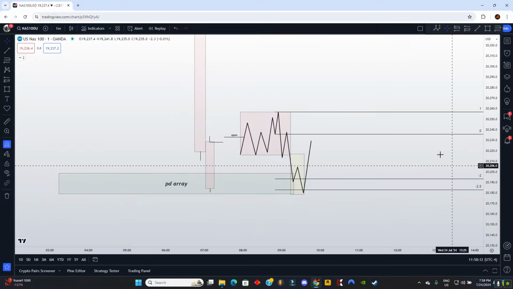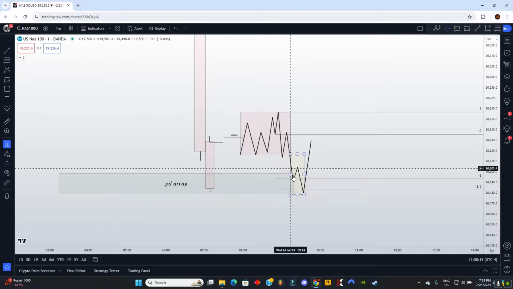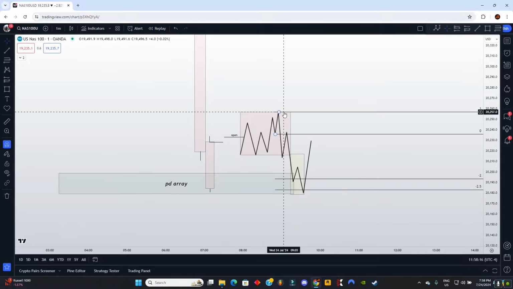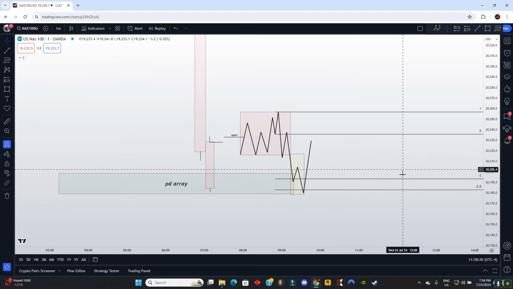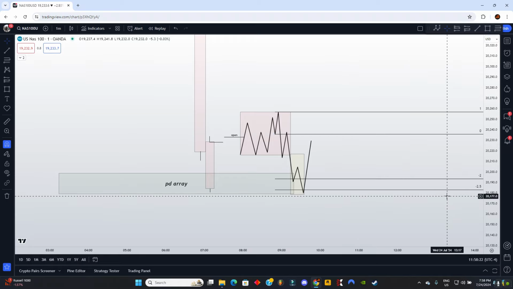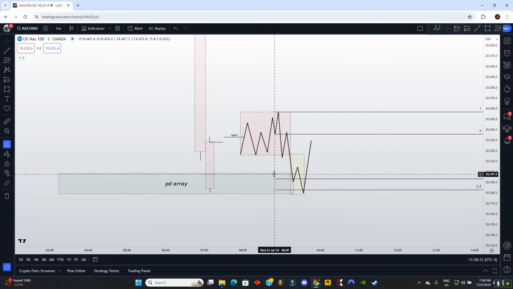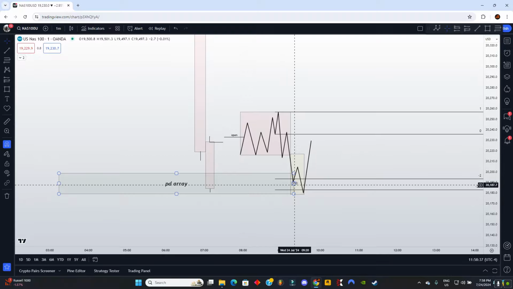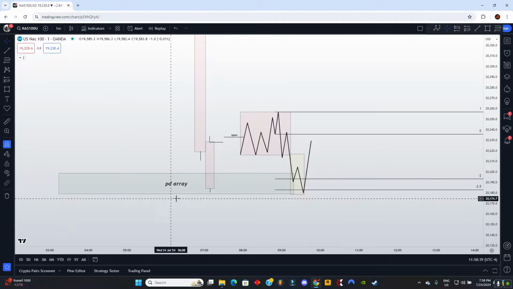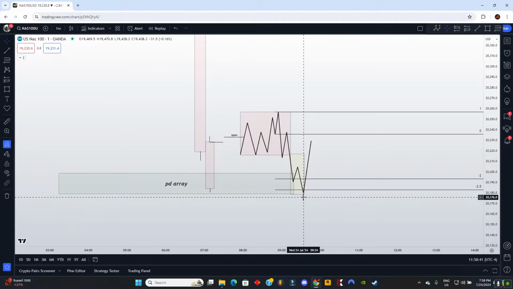So what we are doing here is we are measuring the manipulation move first. So we have accumulation, and then we have the manipulation move. Now when we are not using this technique, we have no guarantee where the manipulation move is going to end, but we use this method to identify where the manipulation move is going to end. And in this case, it is the -2 and -2.5. Now pair it up with the PD array. So you can see price tapped into the PD array. And on the 15-minute time frame, we also have the daily PD array and price tapped into it.